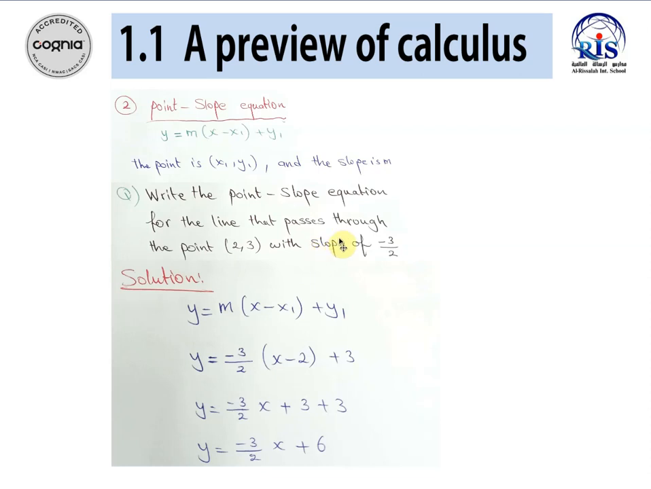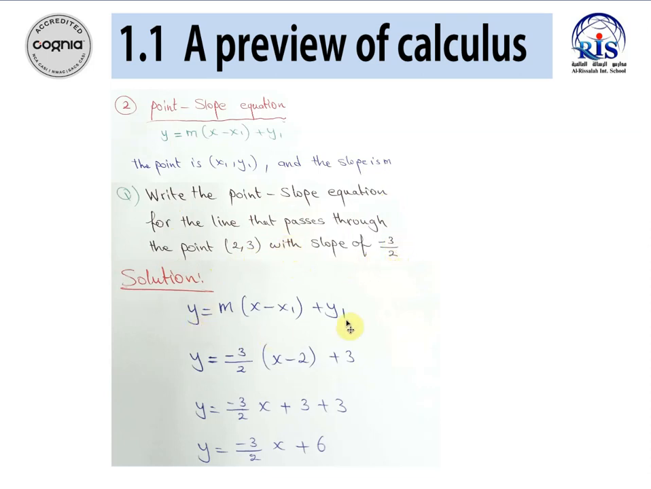Another way to write the line is the point slope equation: y equals m times (x minus x1) plus y1. x1 and y1 are the coordinates of the point, and we also need the slope. For example, write the point slope equation for the line that passes through the point (2, 3), which is (x1, y1), with a slope of negative 3 over 2.